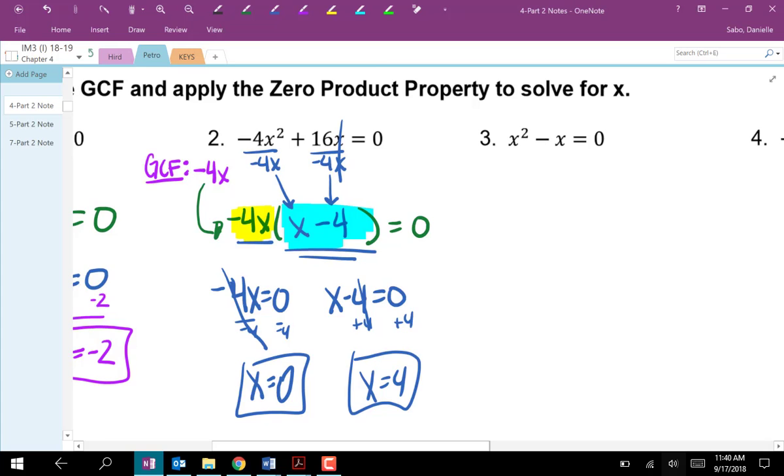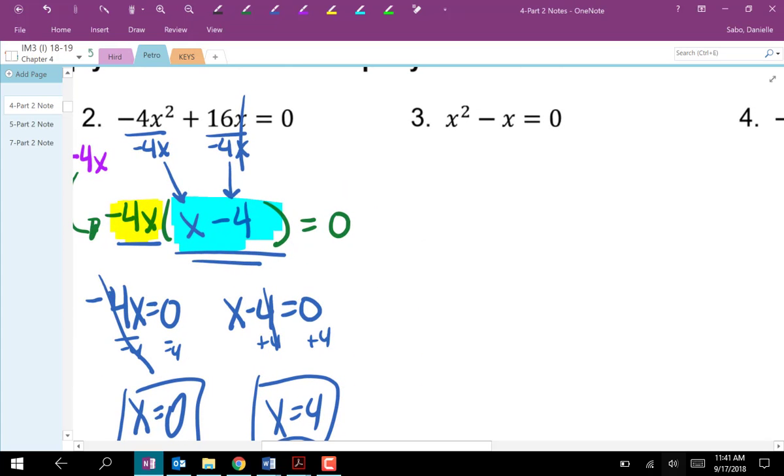For number 3. Is there a number? No. What about a letter? Yeah, there's an x. So I'm going to write the x on the outside. Equals 0. Again, if you don't like writing all that work, just do it without writing it all out. X squared divided by x is just x. Negative x divided by x is what? Negative 1. Careful.